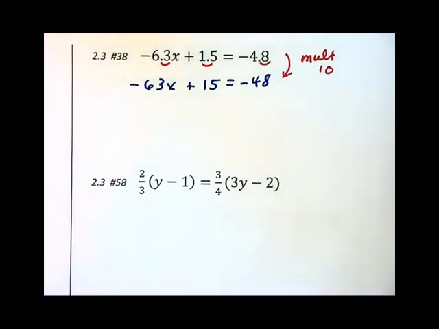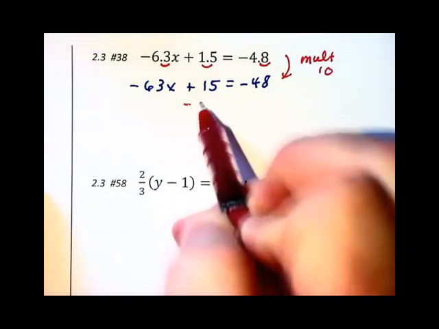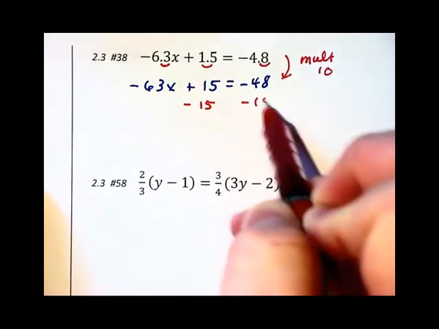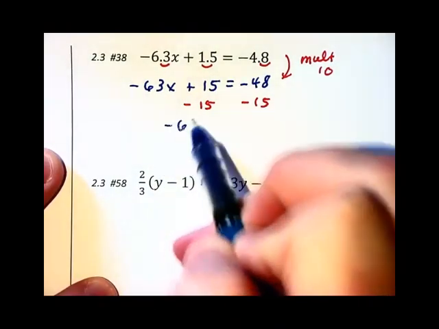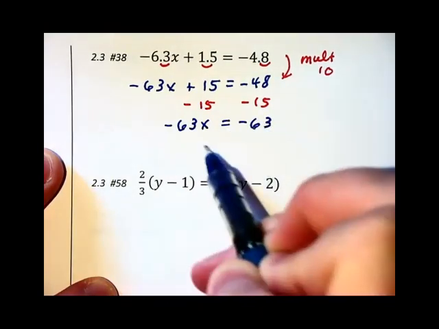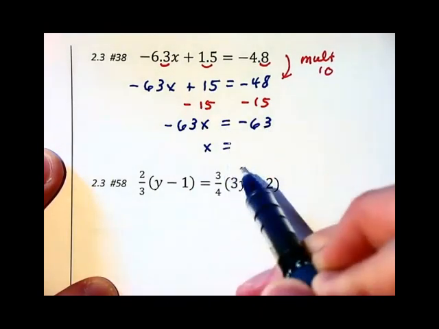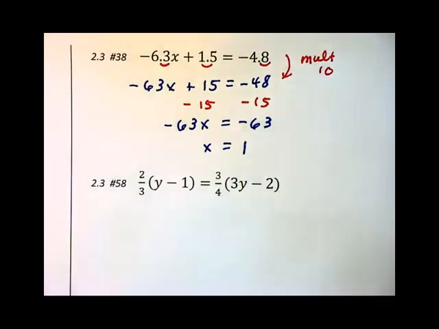Many people don't like to mess around with decimals and fractions. So here we go. Subtract the 15 on each side of the equation. That will then give us negative 63x equals negative 63, and you can see very easily by dividing through by negative 63 we're going to have x equals 1 as the solution.